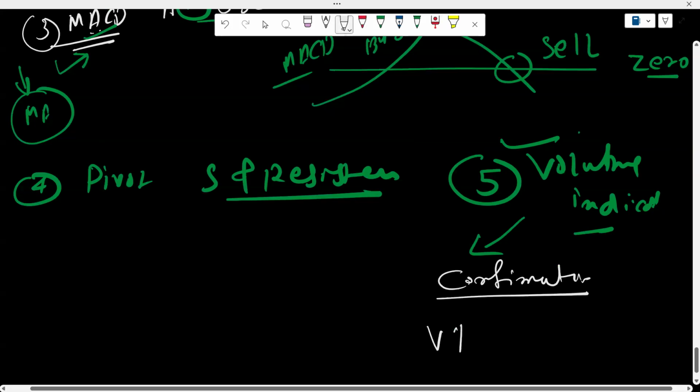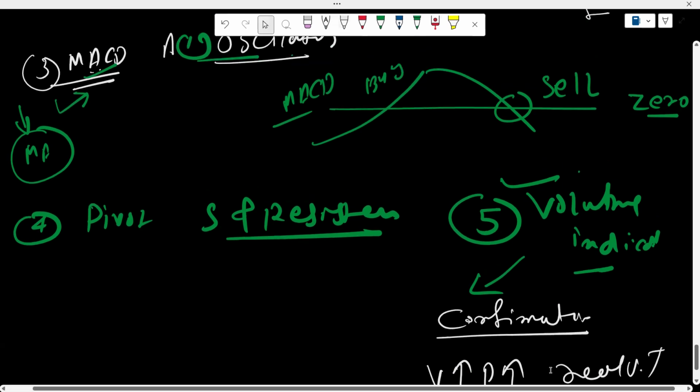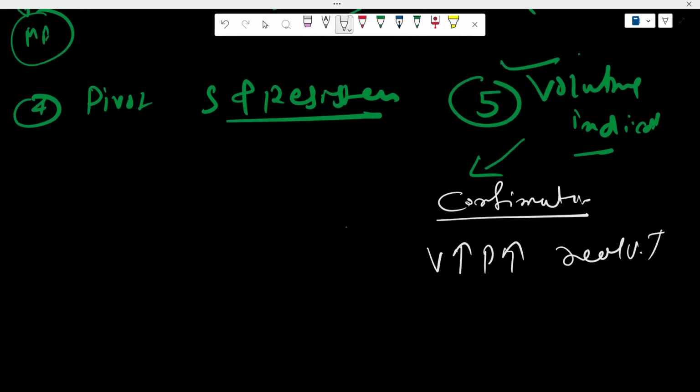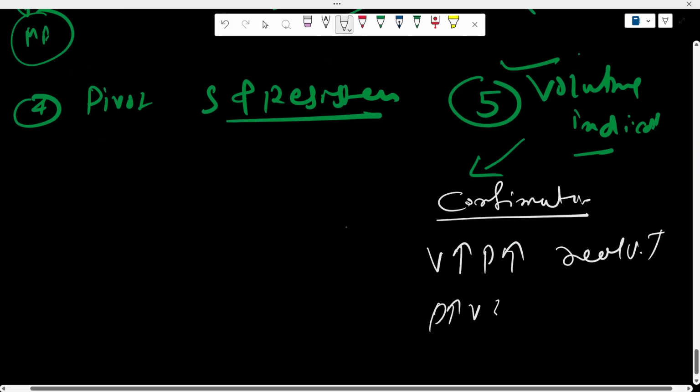If your volume is going up and price is going up, then it's a real uptrend. I told you in the last class. But if your price is going up but volume is very low, like trading is not happening in the share, then this uptrend can be fake and this uptrend is not sustainable.